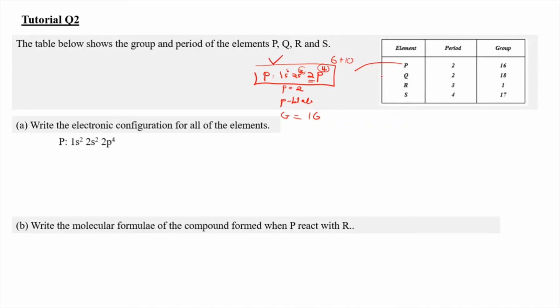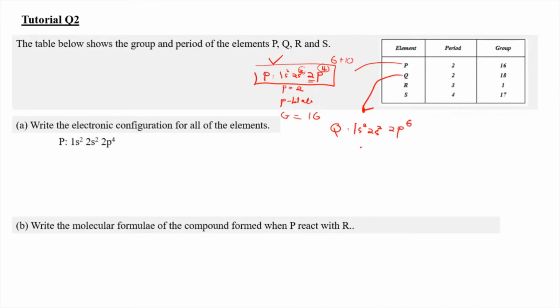Okay, and now you're going to do the same for Q. So you know that it is in group 18, which is in the P block as well. So you know that Q is going to be 1s2, 2s2, and then because it is in group 18, you know that it's going to have 8 valence electrons.